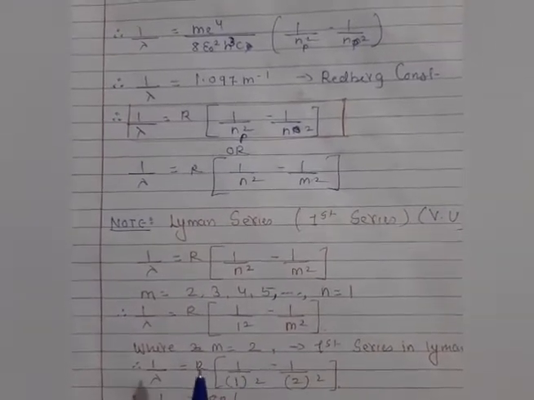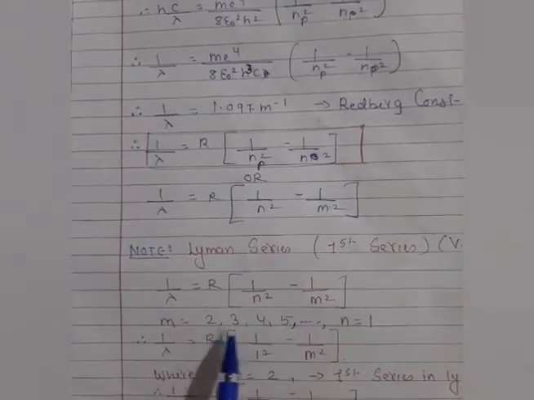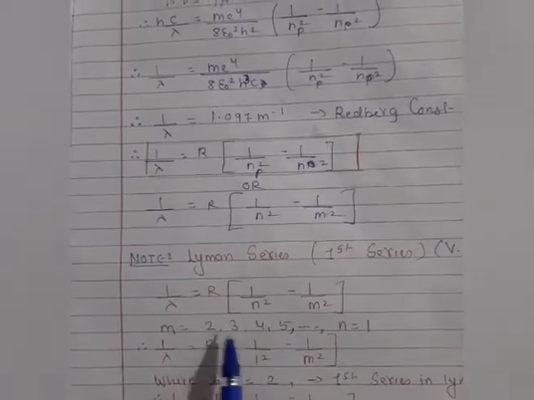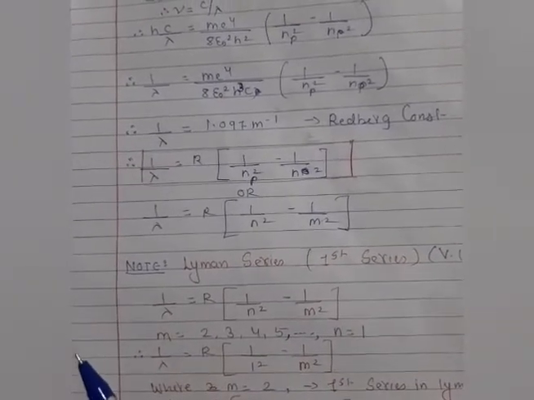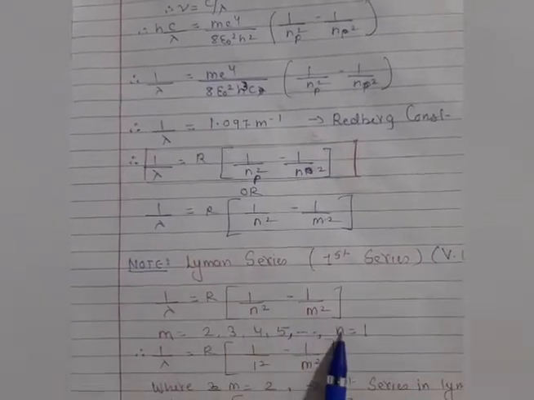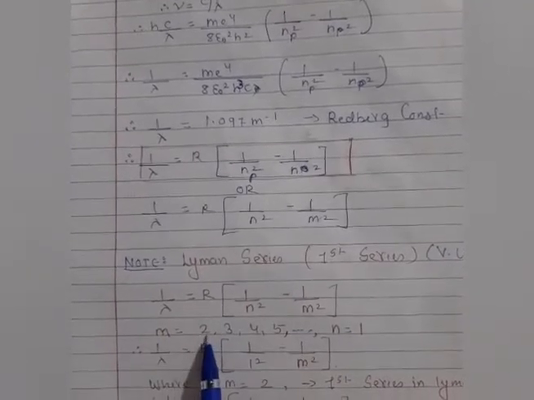And now I can say one thing. When we have the value of m here, this value is after n = 1, that is 2, 3, 4, 5. This whole concept is very important for the numericals. You can understand, first series, Lyman series, the value of n is 1. And after that, the value of the next orbit starts from 2.